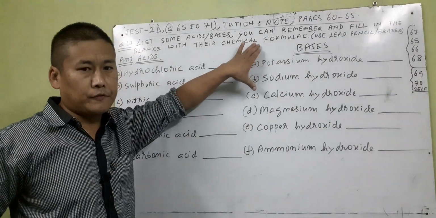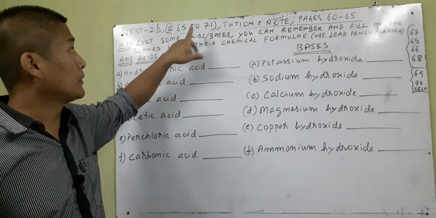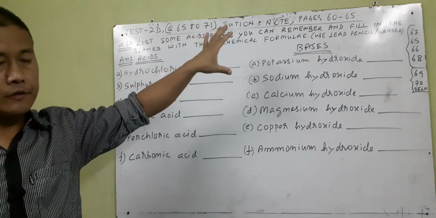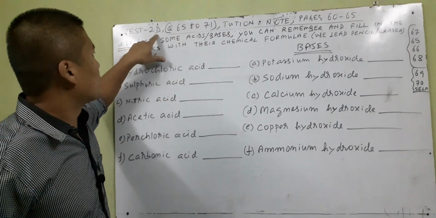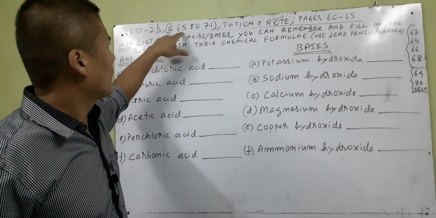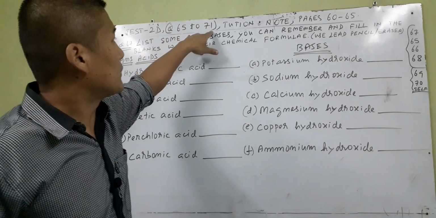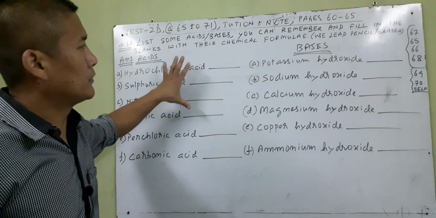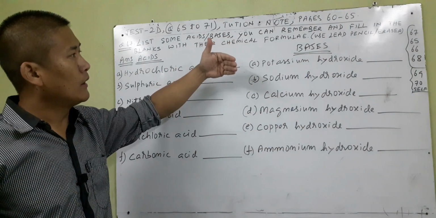Okay, so the next portion for class 10, chapter 2, acids, bases, and salts. The TEST-2D portion will cover questions 65 to 71. In this video, we're going to do certain questions, and in the next, complete it.